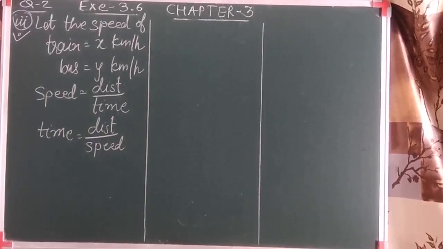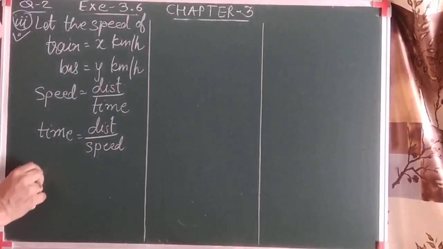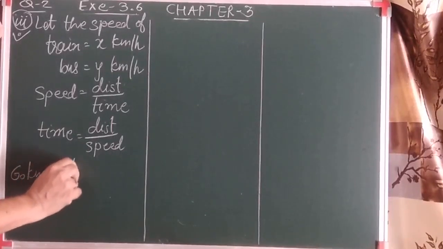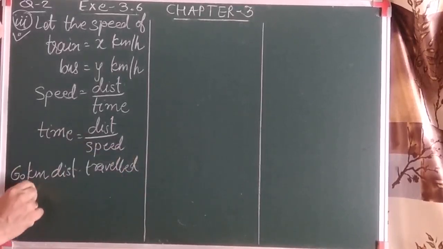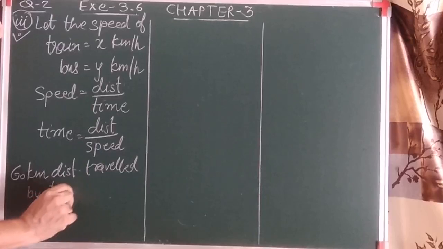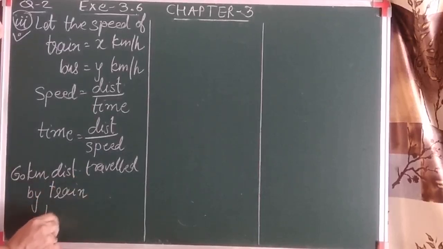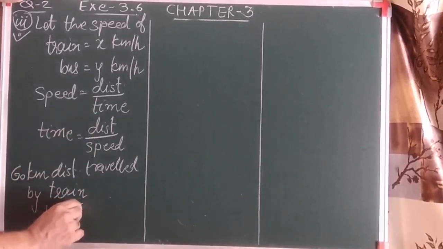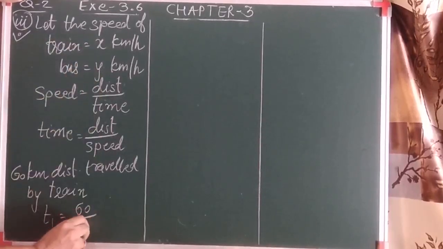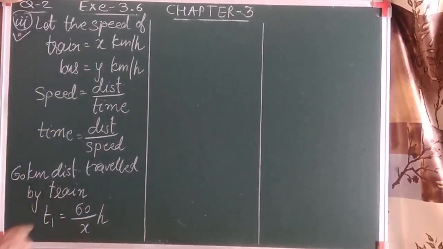Let's form the first equation. Now 60 km distance traveled by train. So let's find out the time taken. We'll call that T1. So time taken by train is the distance covered over the speed of the train, that is x. So we can say this is the time taken by train to cover 60 km.